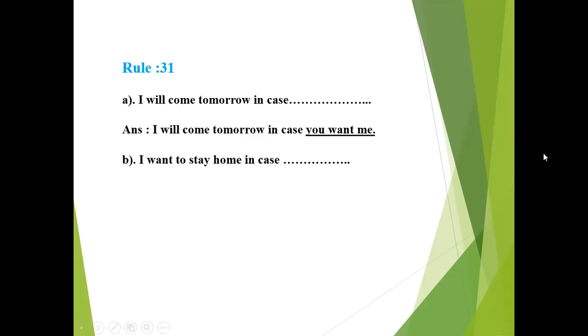Number B, I want to stay home in case dash. Answer: I want to stay home in case he comes. Here two meaningful clauses are used to complete them. One is you want me, the second one is he comes.